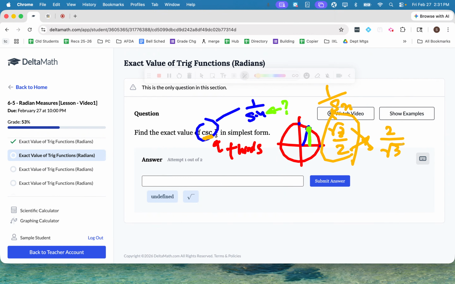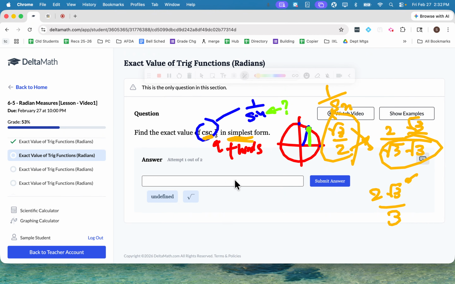But we're not allowed to put a radical in the denominator, so we rationalize this way. And this multiplies to 3, and the top is where the radical ends up. So your answer, as strange as it is, 2 root 3 over 3.